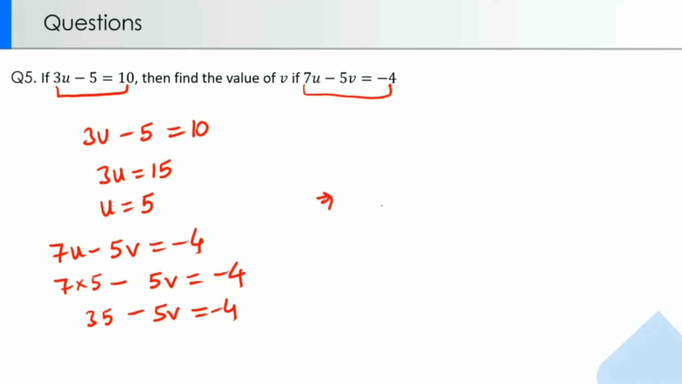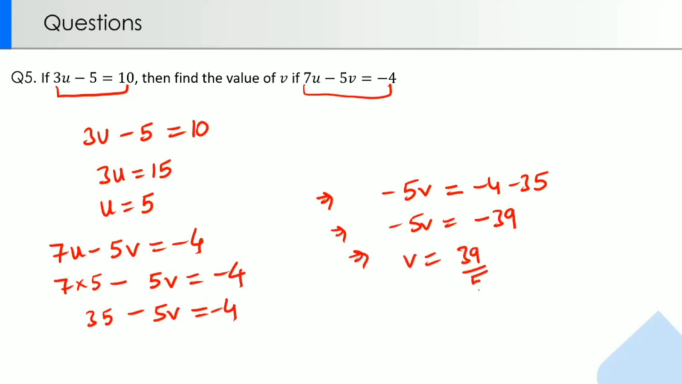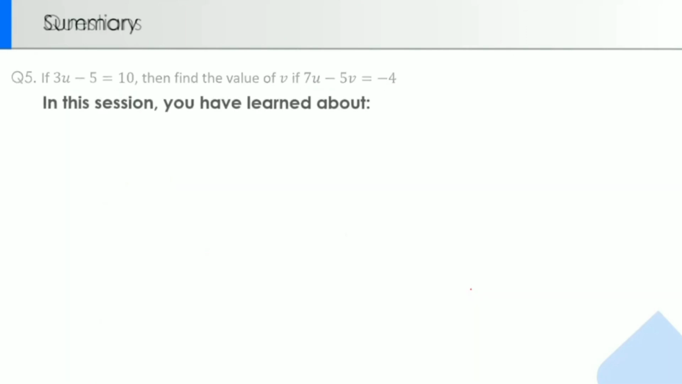So let me write it here now. So this will be minus 5v equals minus 4 minus 35. So this can be written as minus 5v equals minus 39. So this implies I got v to be 39 over 5. And that is your answer. So by putting the value of u, you have found the value of v.